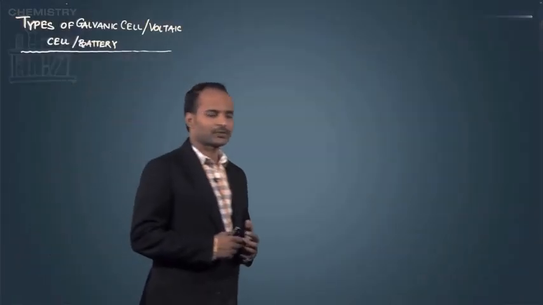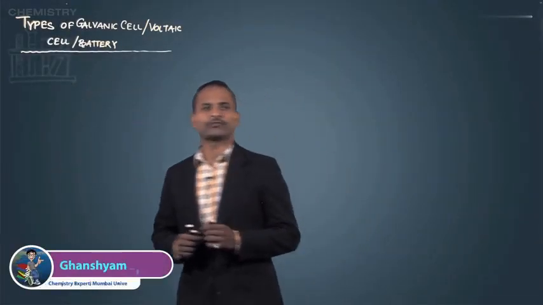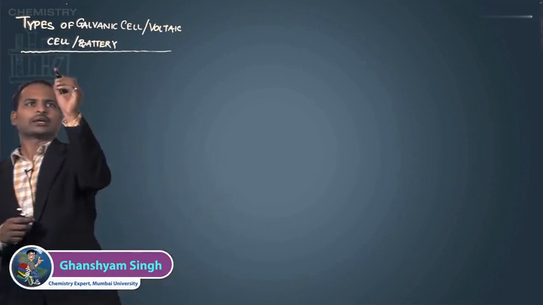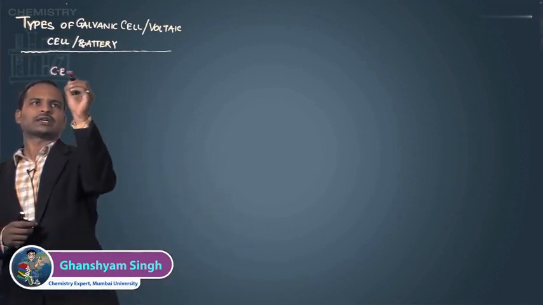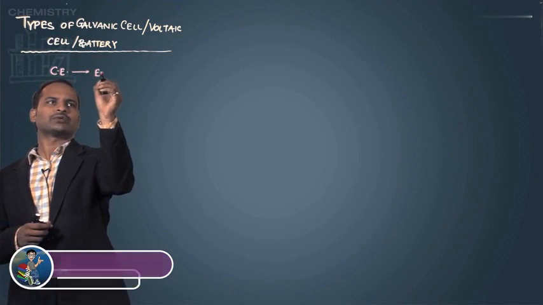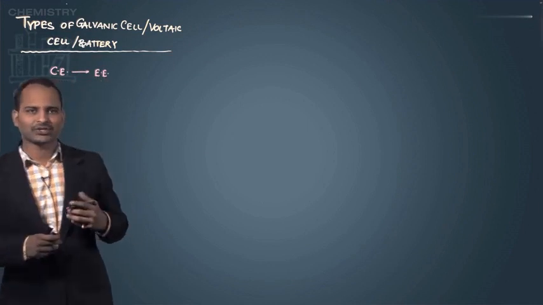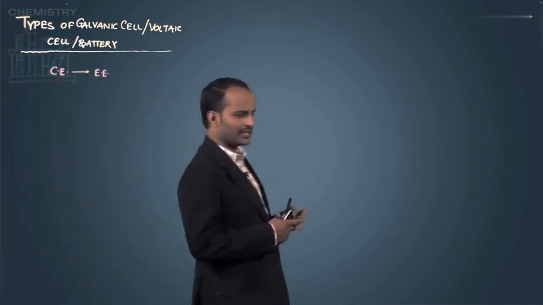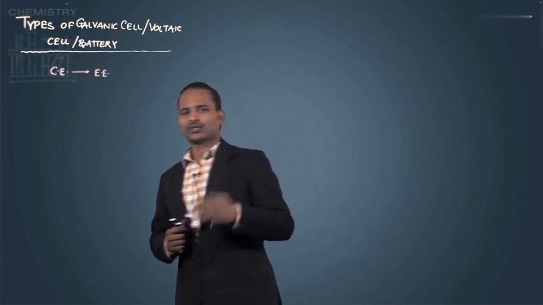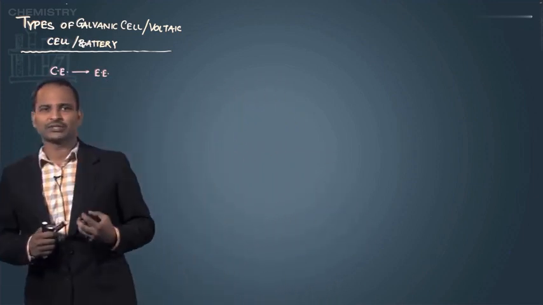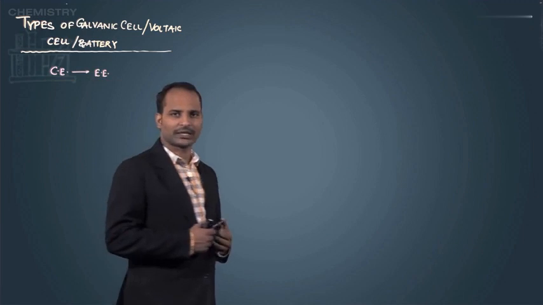Next, we are having the types of a galvanic cell. The galvanic cell is the one where we learn that chemical energy is converted into electrical energy. The chemical energy is converted into electrical energy means there is a certain reaction that takes place inside the cell, and due to that, during that reaction, some heat energy is generated, which is converted into electrical energy.